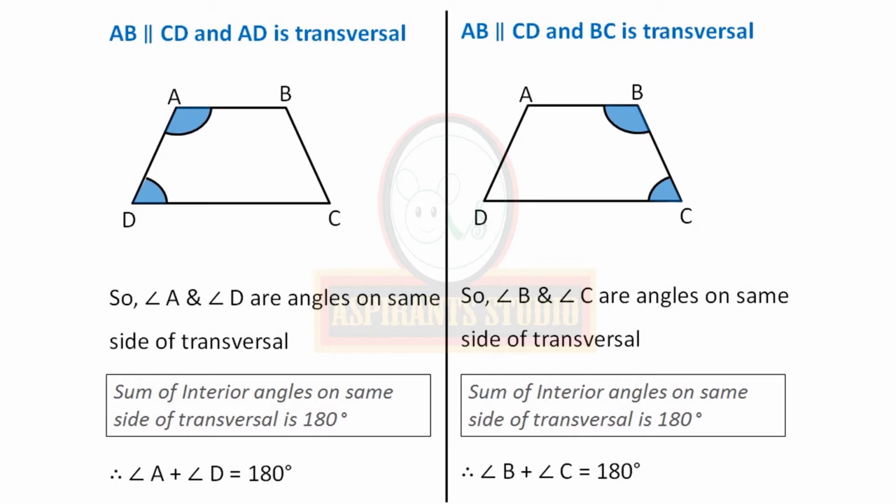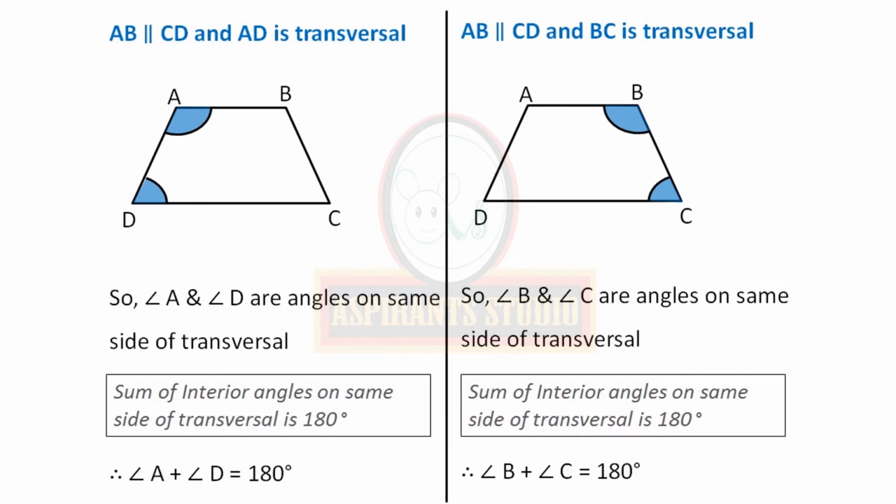Here look at the trapezium ABCD. AB is parallel to CD and AD is the transversal. So angle A and angle D are angles on the same side of the transversal. Sum of interior angles on the same side of the transversal is 180 degrees. Therefore, measure of angle A plus measure of angle D is equal to 180 degrees.